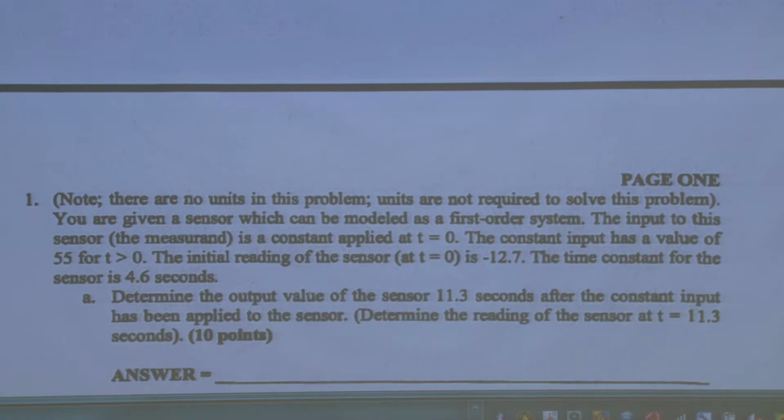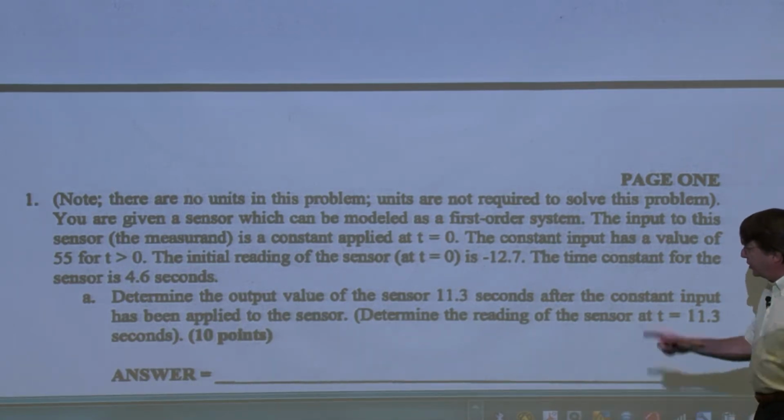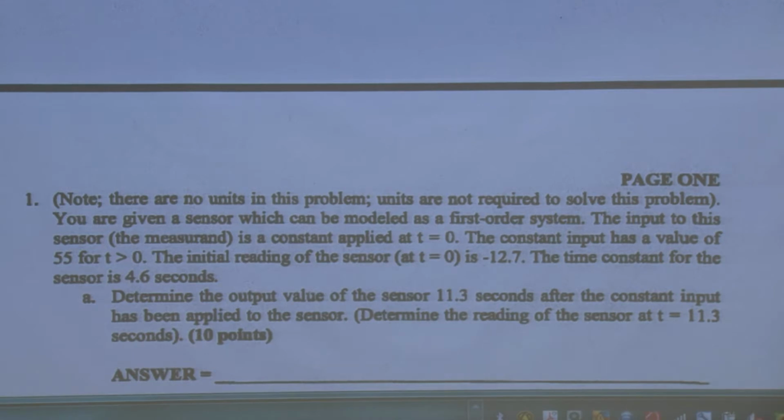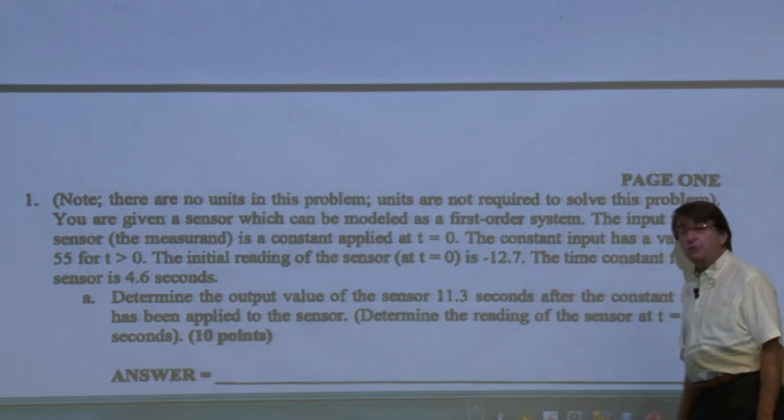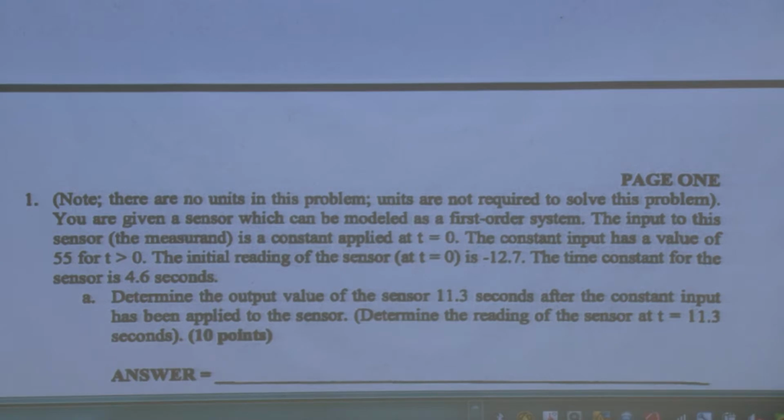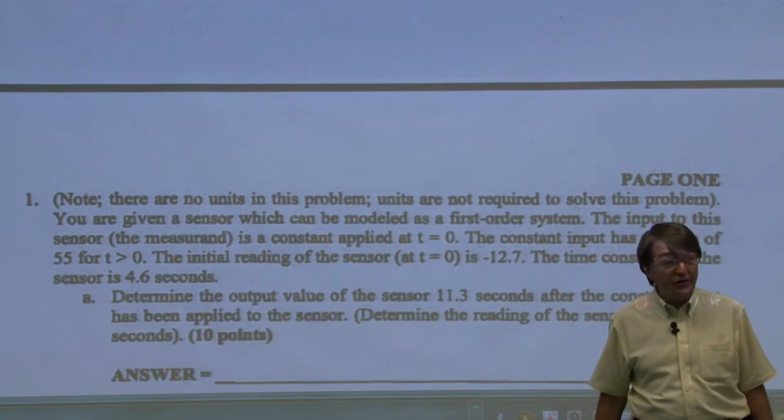You're given a sensor, which can be modeled as a first-order system. I'm hoping this is like gold stuff for you now. So we have a first-order system sensor, which can be modeled by a first-order differential equation. The input is a constant. The input has a value of 55 for all t greater than 0. The initial reading of the sensor is minus 12.7. Time constant for the sensor is 4.6. So I think I give you all the information.